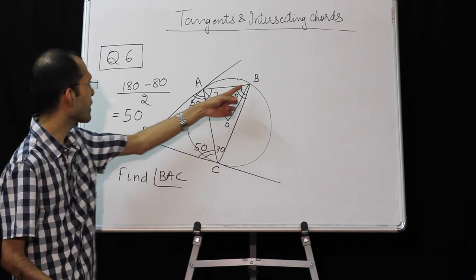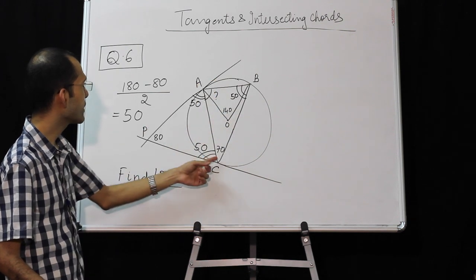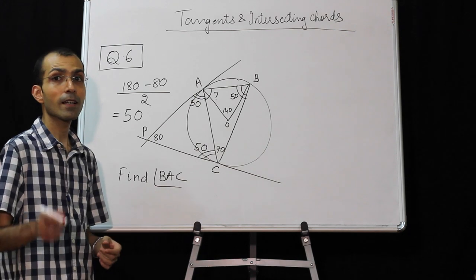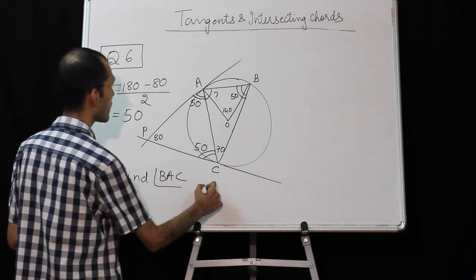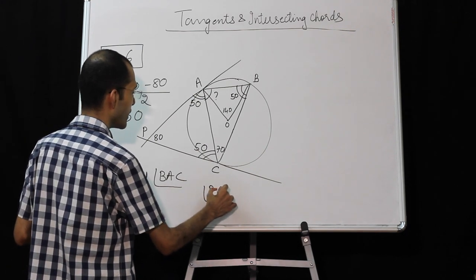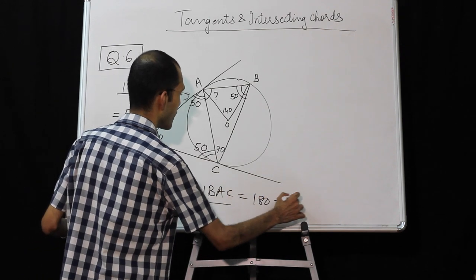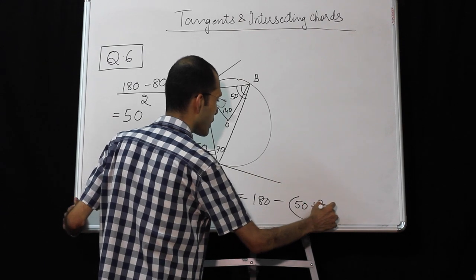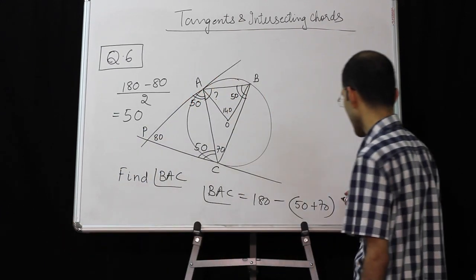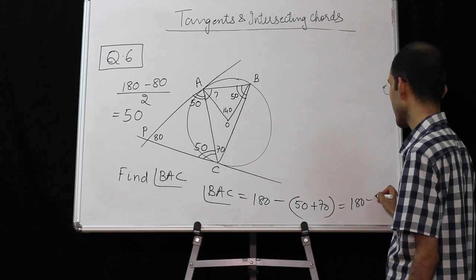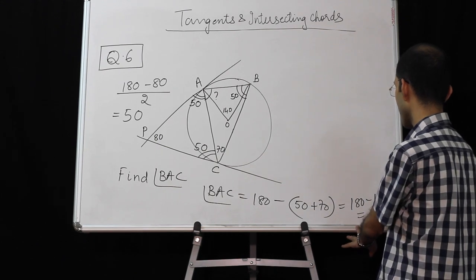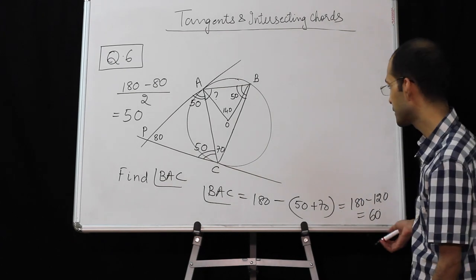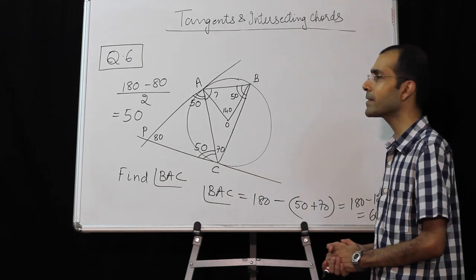Now we want to find angle BAC. So this is 70, this is 50, this will be 60. Sum of the angles of a triangle. So angle BAC will be 180 minus (50 plus 70). So that is 180 minus 120. So that would be how much? 60 degrees. So now this sum is complete.